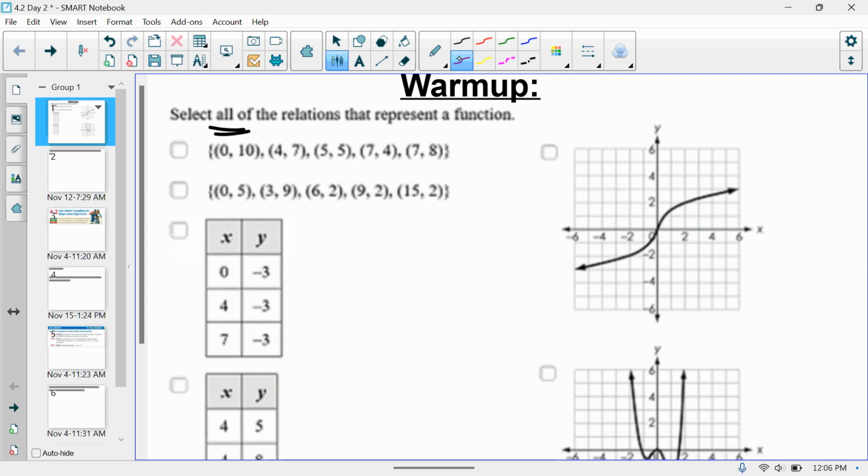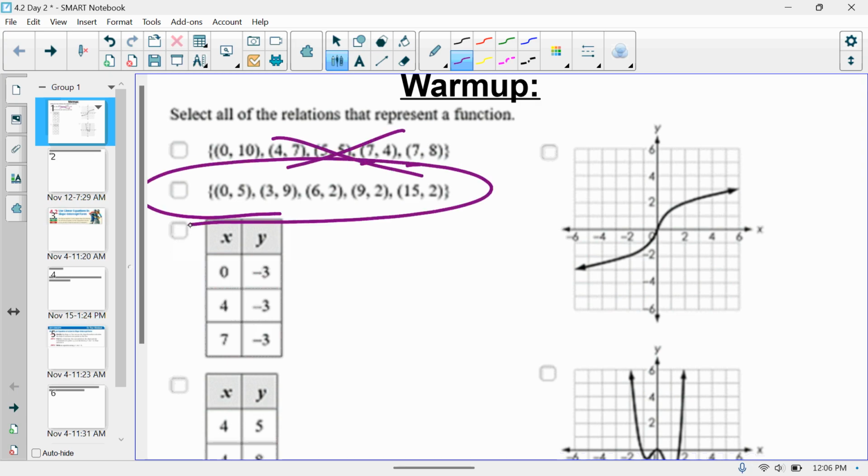All right, so we're going to look through each one here. How about this first one? Give me a thumbs up if you think that's a function and a thumbs down if you think it's not. Somebody who said it's not a function, can you tell us why you said it wasn't, Anna? Perfect. If we have a repeat in the x's, that's not allowed. You can't have 7 paired with 4 and then also paired with 8. That's not allowed. We don't want to choose that one.